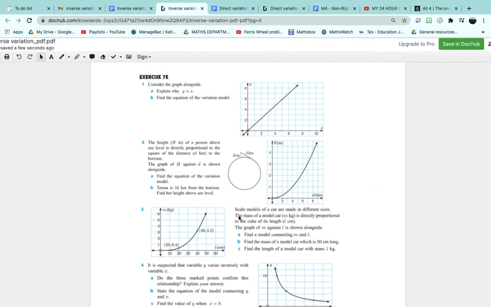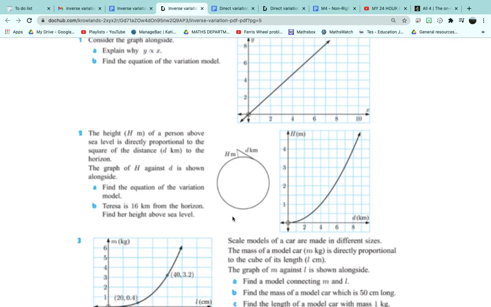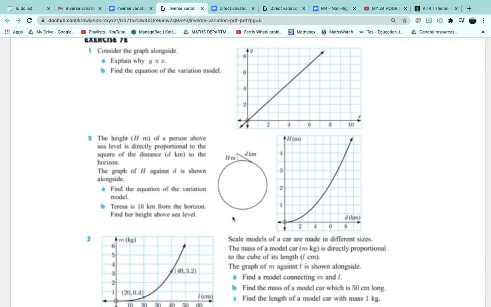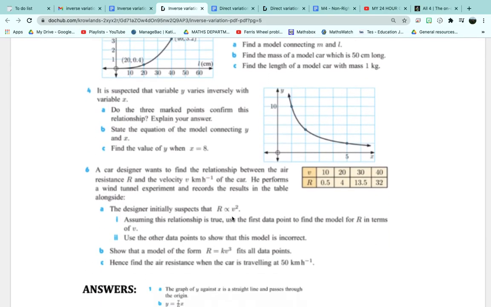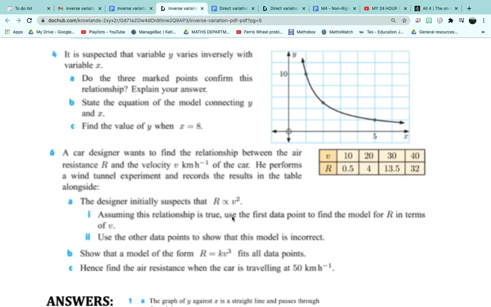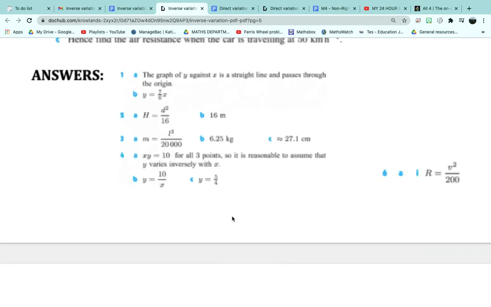Now, have a go at a few of these questions. I'm going to zoom into questions 1, 2 and 3. Now I'm going to scroll down so you can pause this later. And we're going to have a look at 4 and 5. Here are your answers.